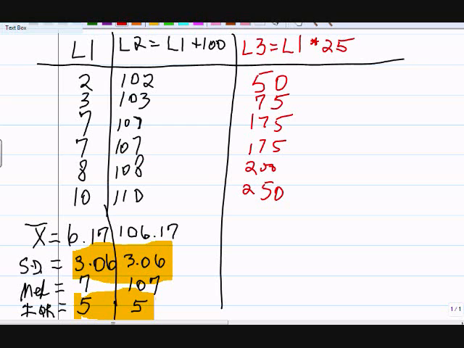All right. My new mean is 154.17. My new standard deviation is 76.5. My new median is, thank you, and my new IQR is 200 minus 75, which is 125.